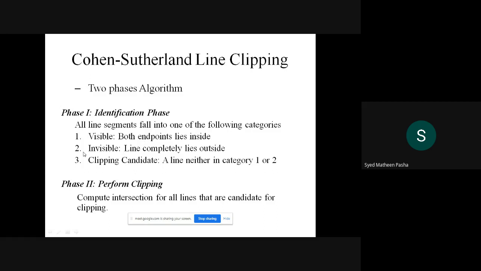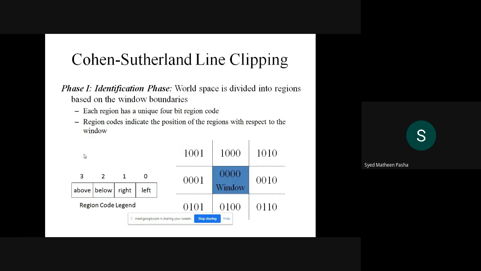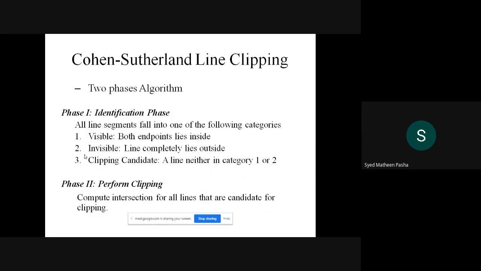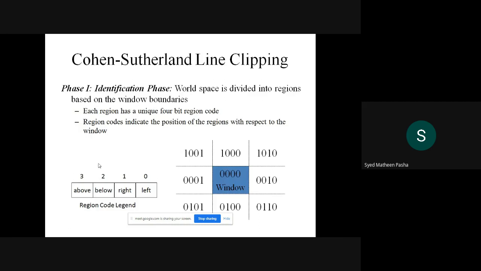The starting point you need to remember is where we are using line clipping. That is where you will be using the Cohen-Sutherland line clipping algorithm, then its advantage, and then the two phases of the algorithm. Once you know the phases of the algorithm, we'll check out what should be done next. So how will the first phase start? In the first phase, as I told, it is an identification phase where you need to check if the line is visible, invisible, or can be clipped. So we'll check out how the identification phase works.